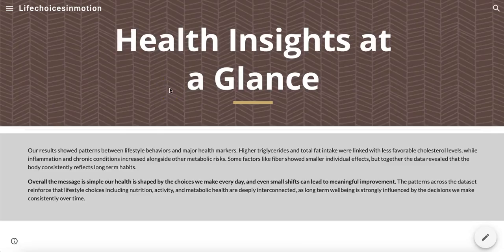Moving on to insights, this is a general summary of what we learned with our project and why everything we did was important. Overall, our message is simple: our health is shaped by the choices we make every day, and even small shifts can lead to meaningful improvements.